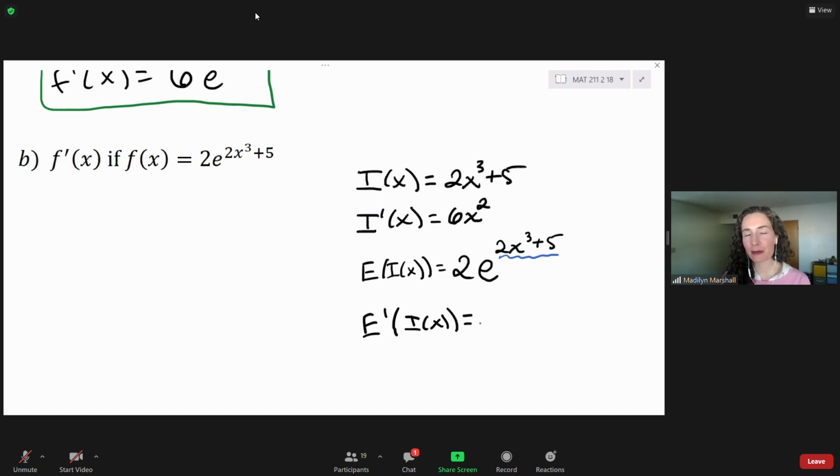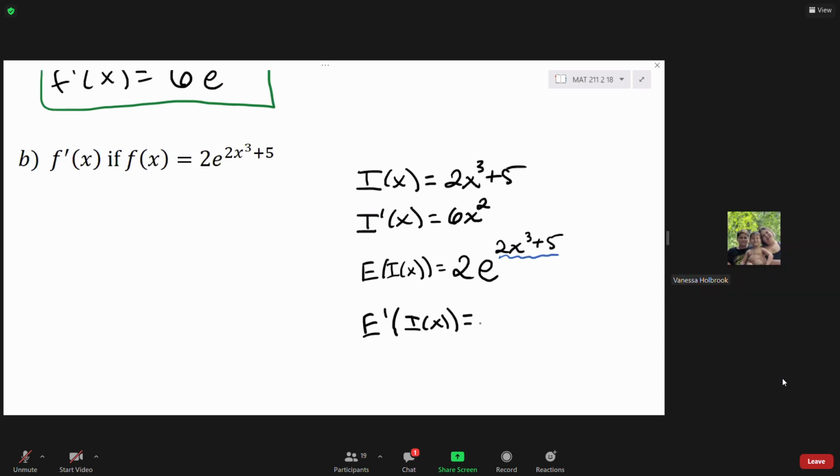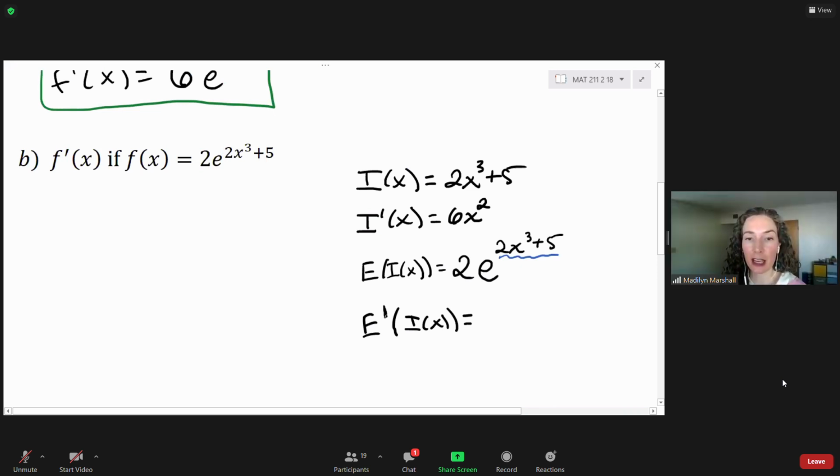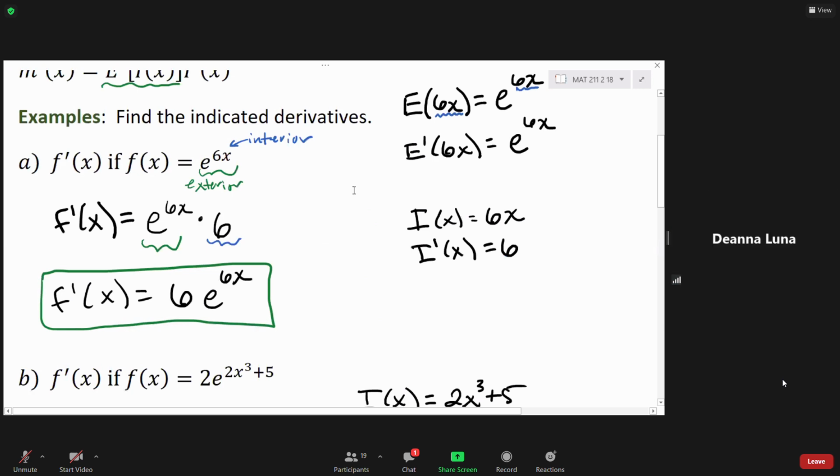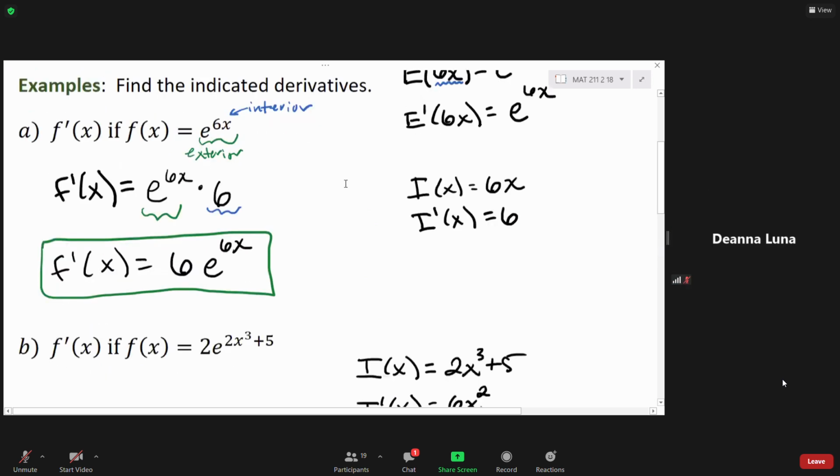So when we do the derivative of the exterior, we're just looking at the basic structure of our exterior function. So it's 2 times e to some power, 6x squared. So now we're only doing the derivative of the exterior. So up here, isn't it the same? Yes, exactly. It's the same.